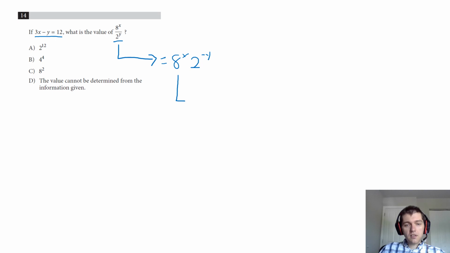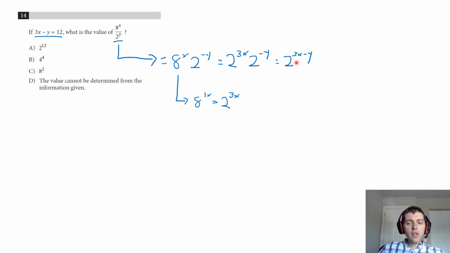And recognize that 8 to the power of 1, and there's an x riding along there, is equal to 2 to the power of 3, because 2 to the power of 3 is 2 times 2 times 2, which is equal to 8. 8 to the power of 1 is 8. So you can take that and plug it back into your original expression, and you get 2 to the power of 3x times 2 to the power of negative y. The next thing to recognize is that when you have the same base, exponents are simply added. So this is equal to 2 to the power of 3x minus y.